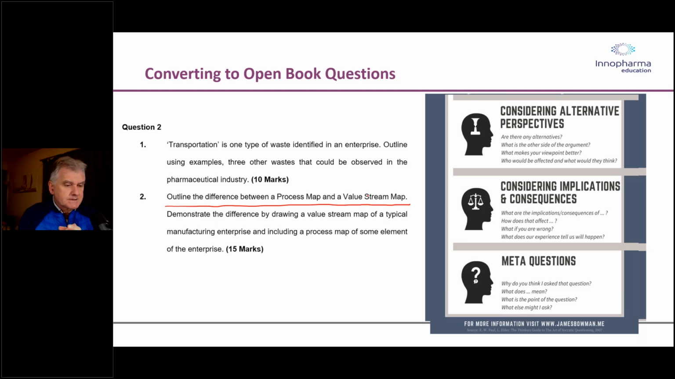Now it says demonstrate the difference by drawing a value stream map of a typical manufacturing enterprise and including a process map of some element of the enterprise. It's almost giving you an indication of what the answer is. But you can see in that case, that part of it would be more open. What else do you think you could ask around the second part here, around the difference between a process map and a value stream map, that would make that more of an open book question? Because I think the first part is too closed, right? So we couldn't really ask that part of it. But what else could you ask around the difference between process maps and value stream maps that might be more suitable for an open book exam?